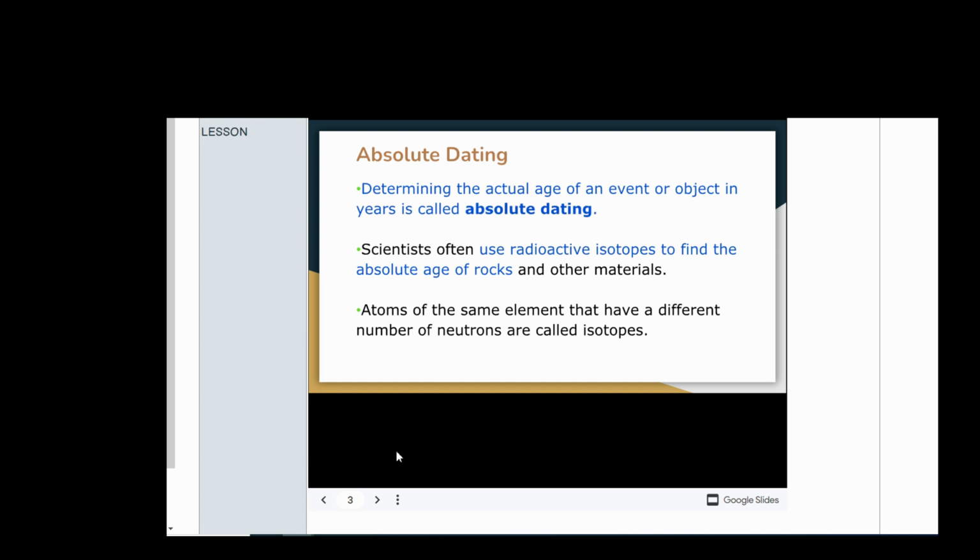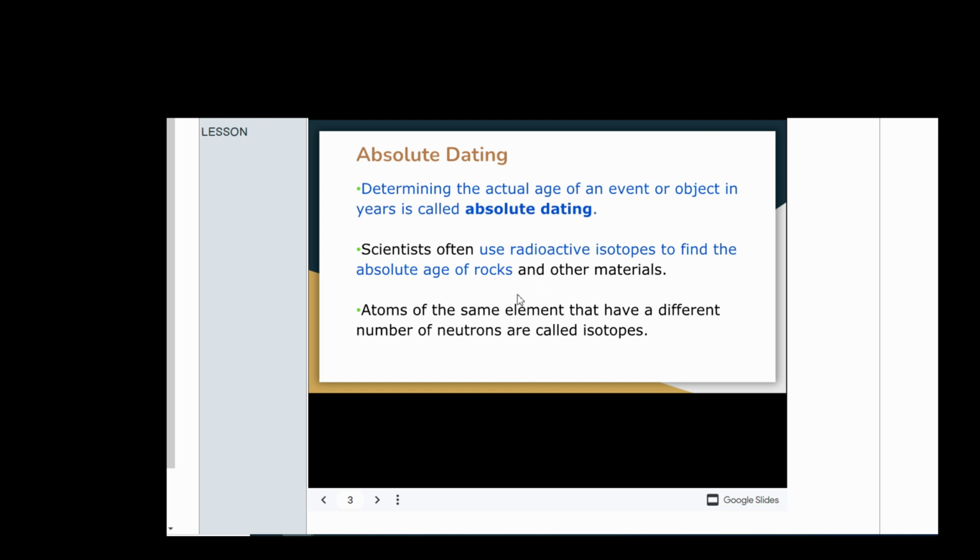So for absolute dating, the way that this works is we use radioactive isotopes to find the age of rocks and other materials that we can sample. Basically, you have atoms of an element that have different numbers of neutrons, and those are called isotopes. If you look at the periodic table, they're all going to have the same number of protons, but then when you have extra or fewer neutrons, you change the mass, and that's going to make it different from the normally found substance out in the world.